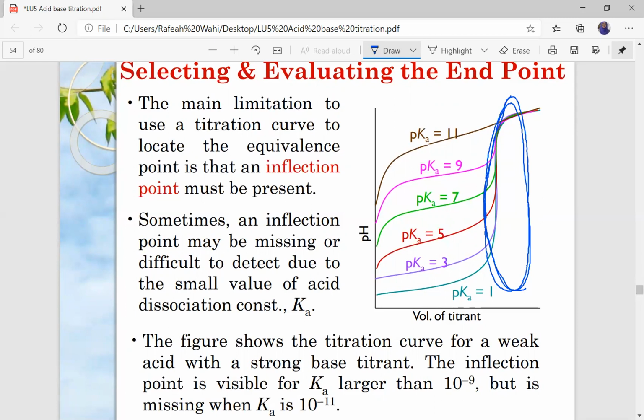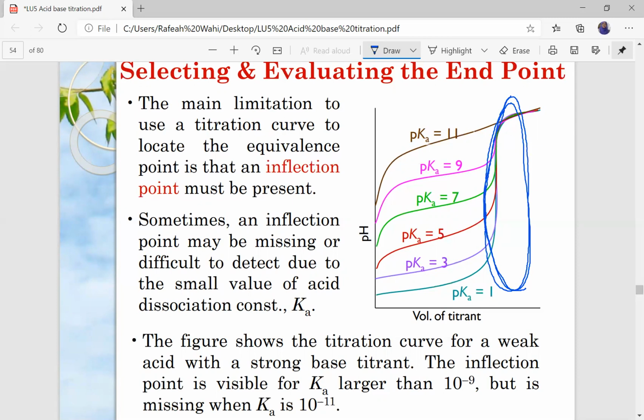Okay, so the main limitation to using a titration curve to locate the equivalence point is that an inflection point must be present. But sometimes an inflection point may be missing or difficult to detect due to the small value of the acid dissociation constant Ka. If you look at the figure here, it shows the titration curve for a weak acid with a strong base titrant. The inflection point is visible if you have Ka larger than 10 to the power negative 9, but is missing when you have Ka at 10 to the power of negative 11.